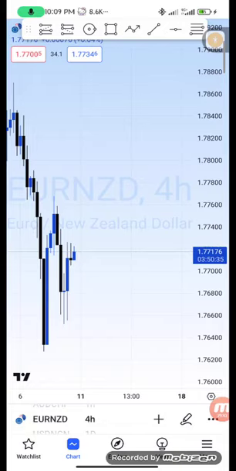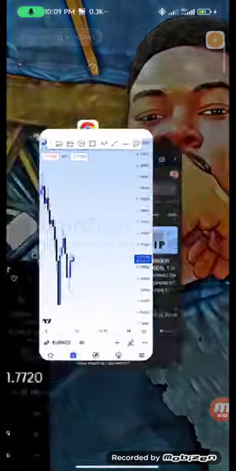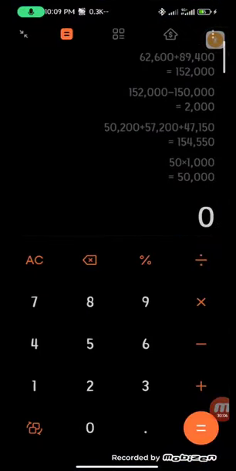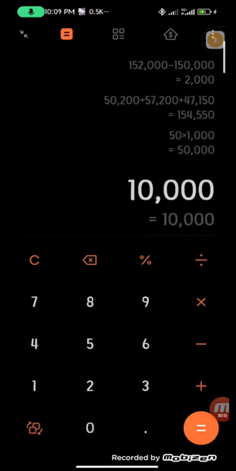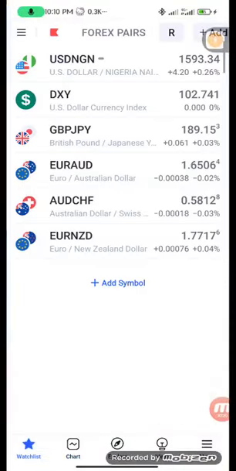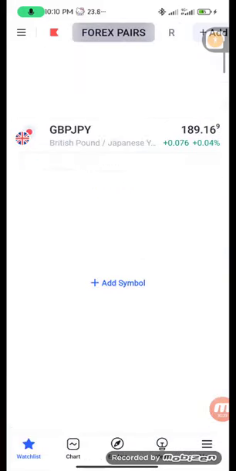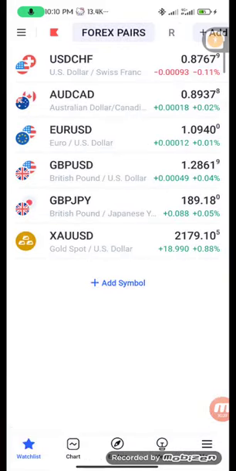Your pips value is determined by your lot size. I think I explained what lot size is before, but let me take it again. We have one standard lot size, which means 100,000 units. If I tell you I'm buying Euro USD, one lot size, it means I'm buying Euro USD in 100,000 units.